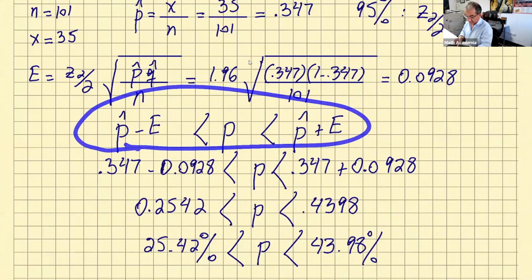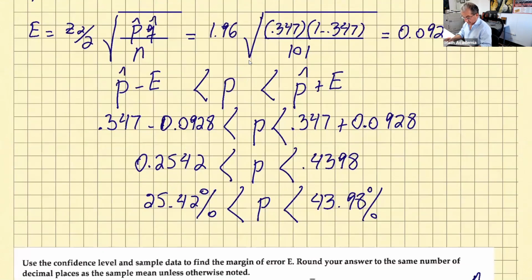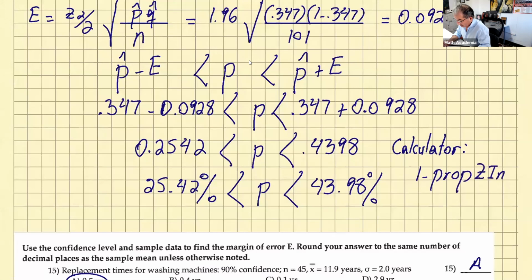Substitute in this formula. We already went over this in the previous problem, and you get this interval, multiplied by 100 so you can get the percentages. Again, for the calculator, you can just go stat, test, and it's 1-PropZInt.